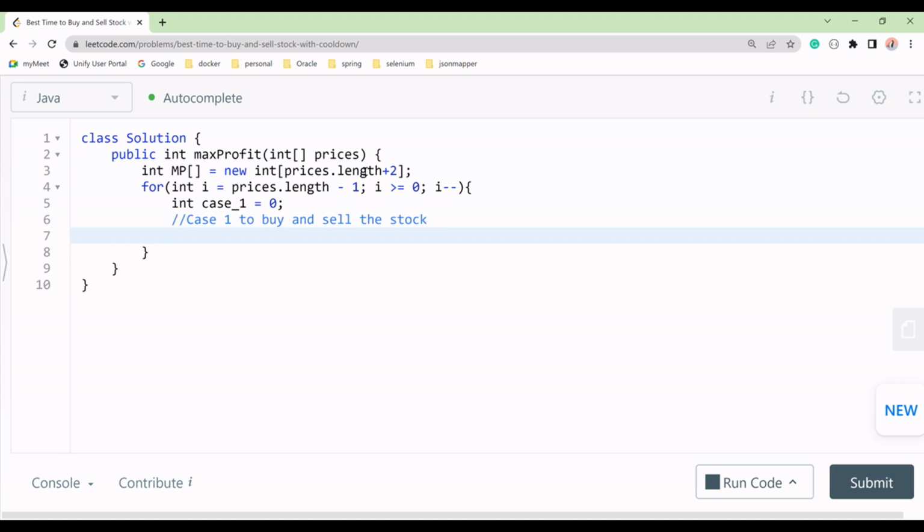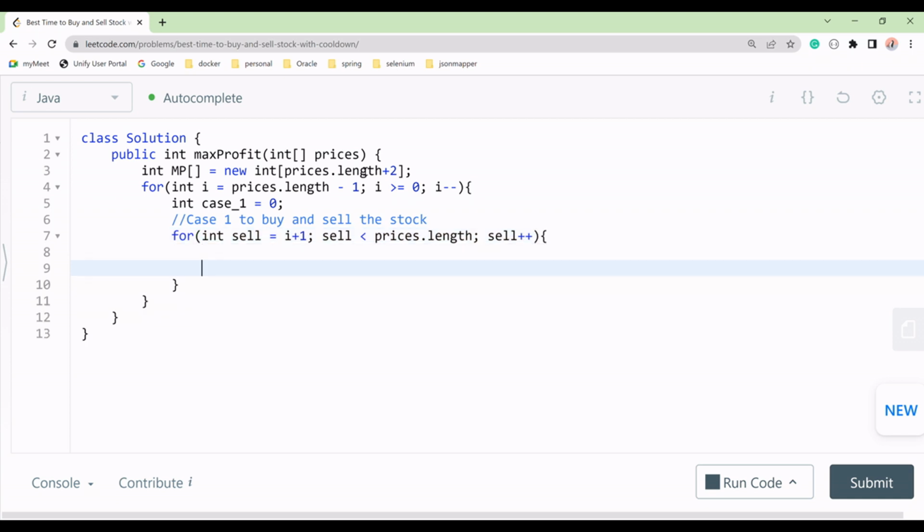Gotcha? Next, we have already discussed this thing, right? So we have sell, and we'll take sell starting at i plus 1, correct? And then sell should be less than prices dot length, correct? And sell plus plus, sell will increase 1 by 1, right?